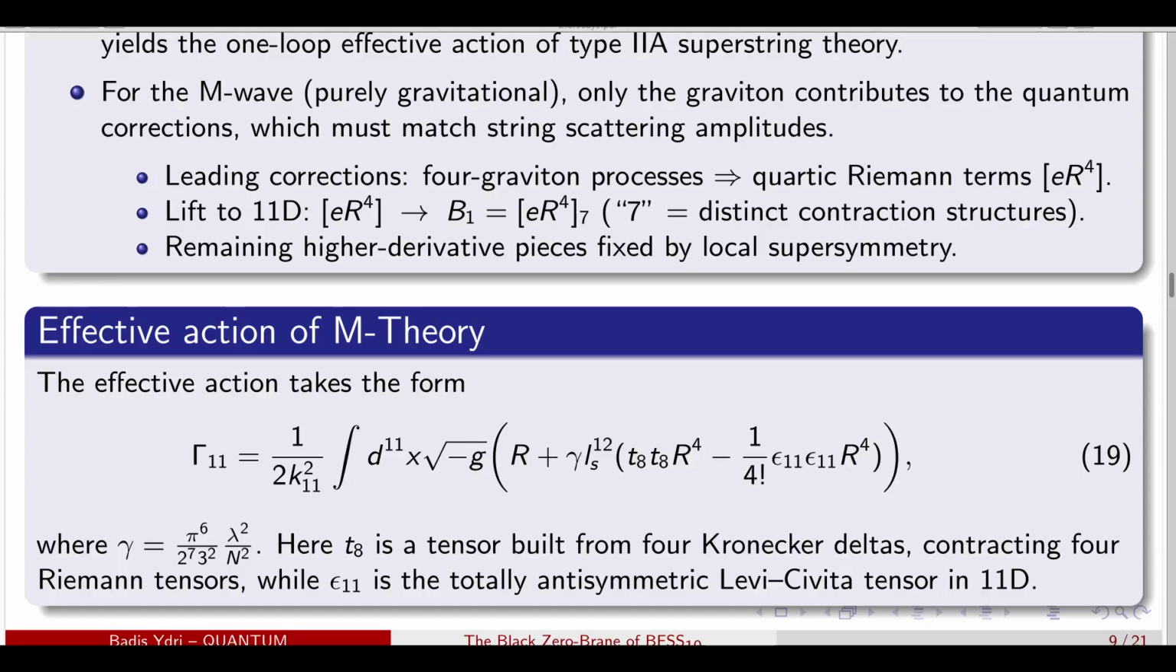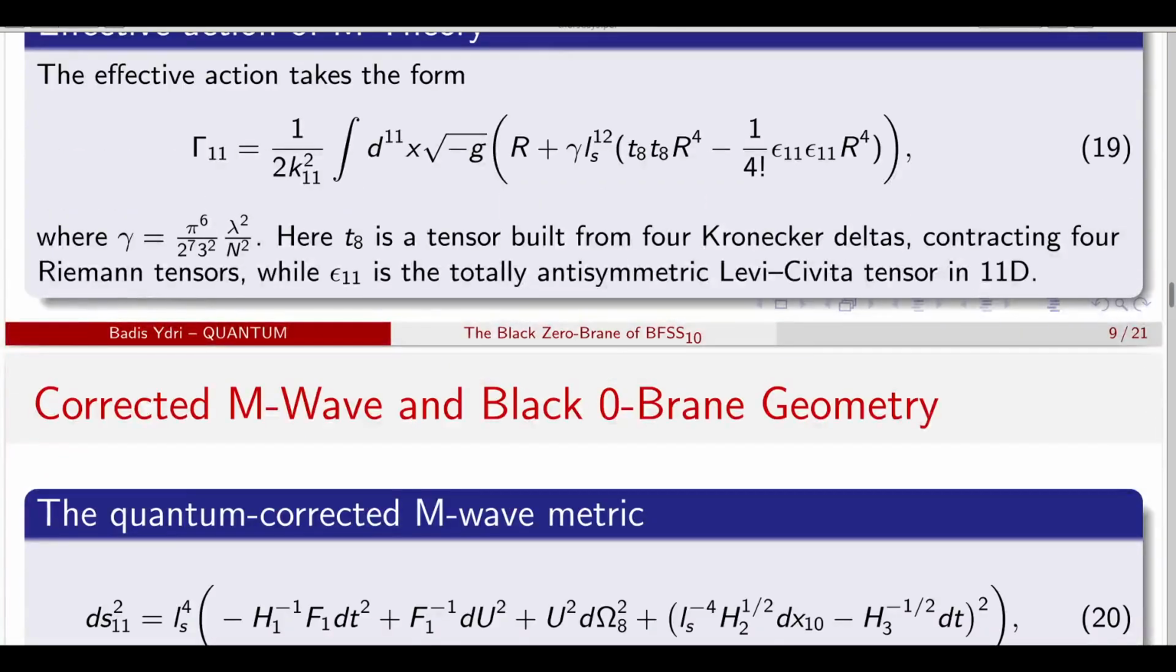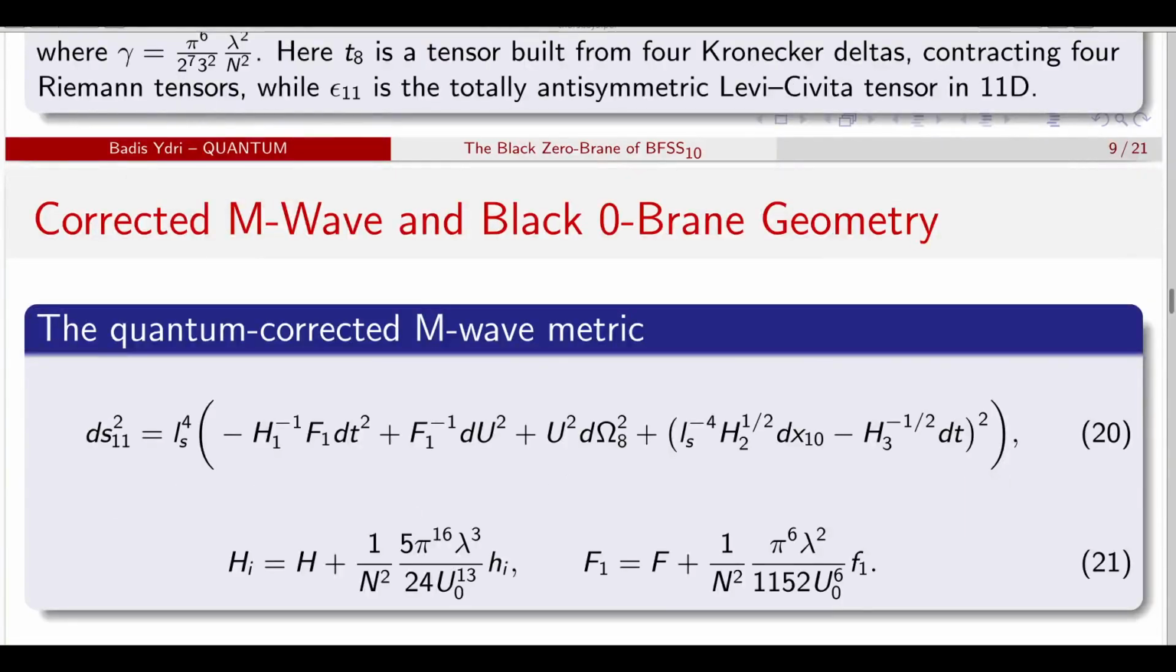The two tensor structures appearing in the correction, T8T8R4 and epsilon11R4, encode distinct contractions of 4 Riemann tensors. Together, they describe the leading deviation from classical supergravity. With the quantum corrections determined, we now examine their effect on the M-wave and its reduction to the black zero-brane.